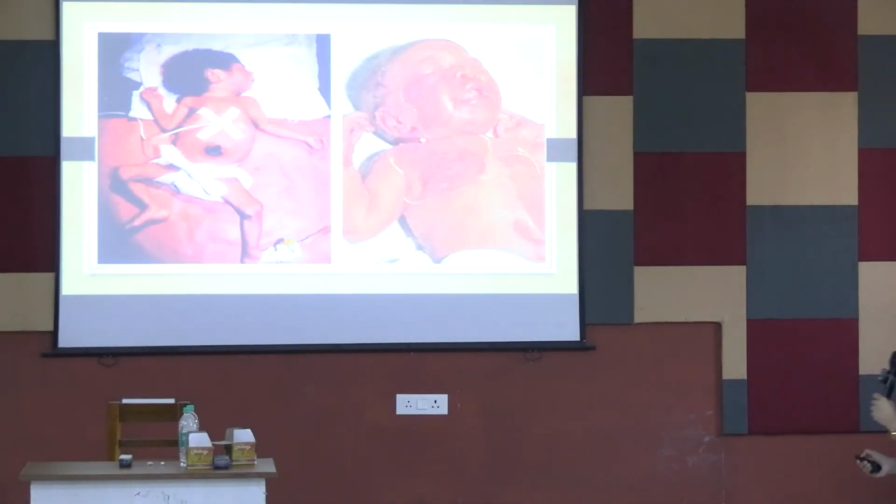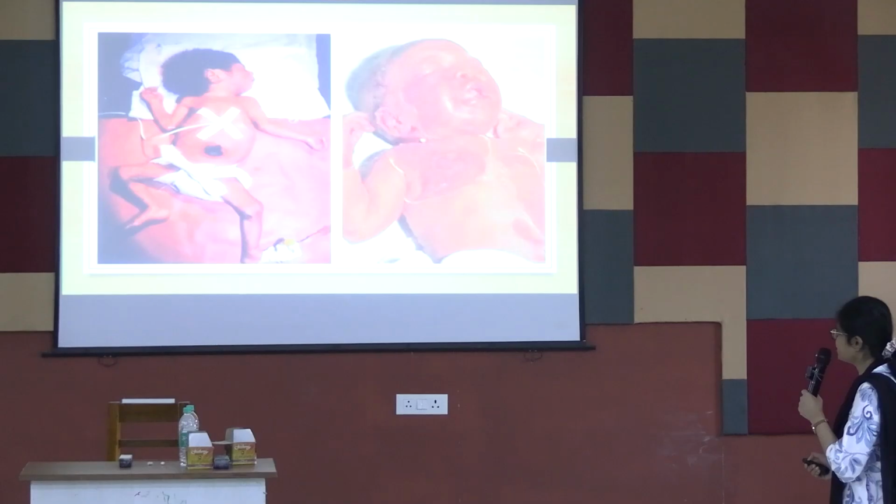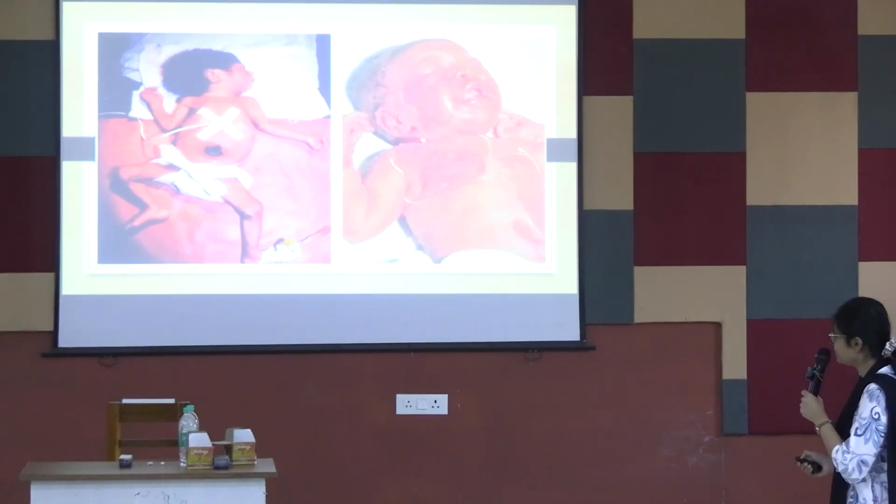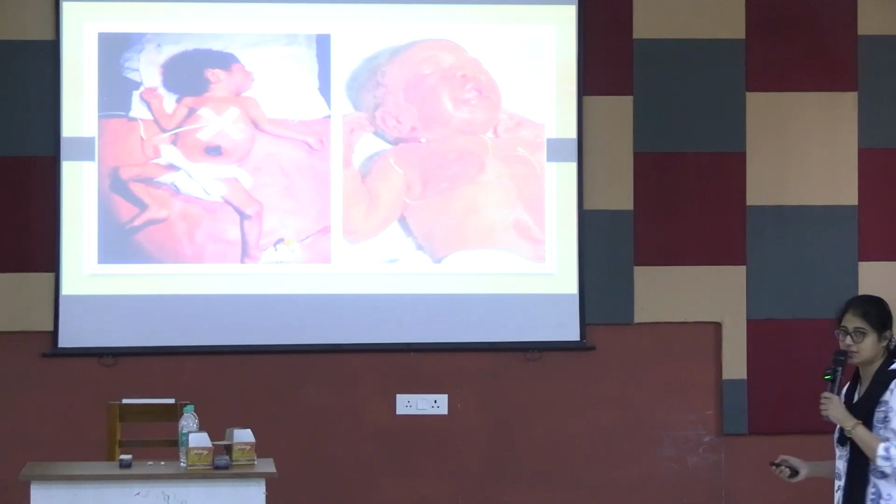Now look at these sick babies. Just look at this, this is a preterm low birth weight baby. You can see the abdomen is distended. There is necrotic tissue in the umbilicus. So this is the source of sepsis. Around the necrotic tissue there is an erythematous area and the whole abdomen is distended and the baby looks so lethargic.